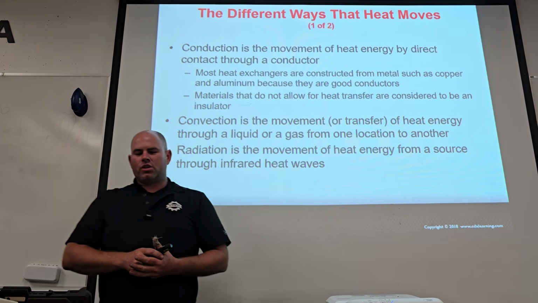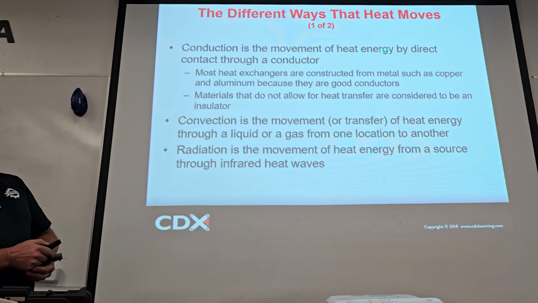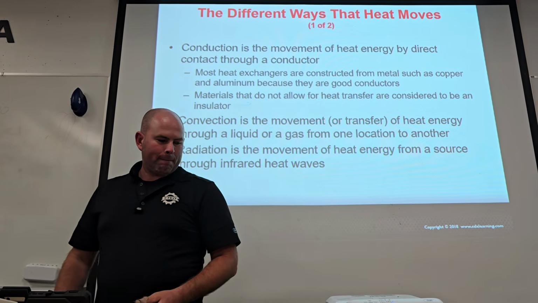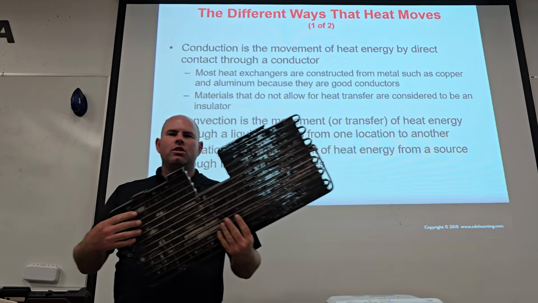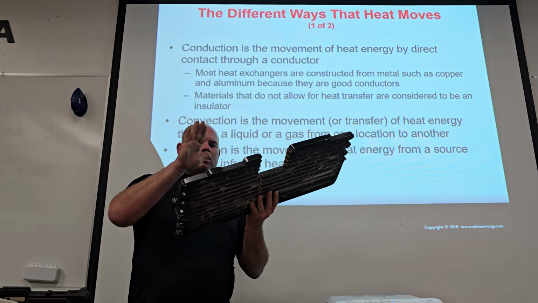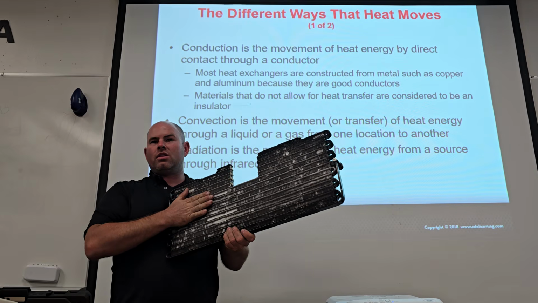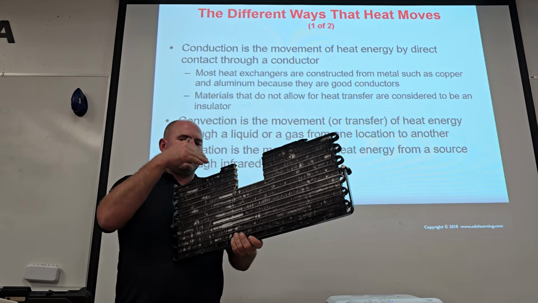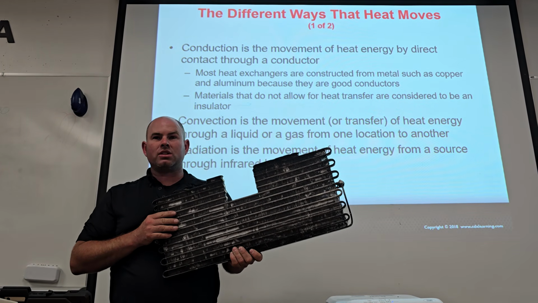Now let's talk about how heat transfers. We've got conduction. Conduction is the movement of heat energy by direct contact through a conductor. So let's say if this gets heat into it and it's actually touching another piece, like the radiator, if this is hotter than the radiator, the heat will travel from this metal into the radiator metal. That would be conduction. Make sense?